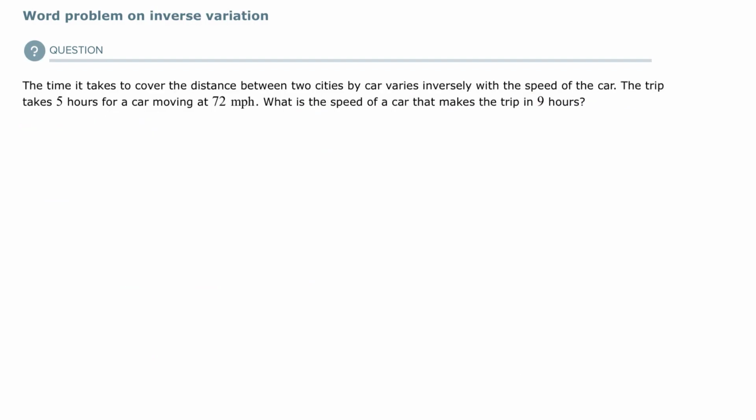Word problem on inverse variation. This is another scientific relationship. The time it takes to cover the distance between two cities by car varies inversely with the speed of the car. The trip takes 5 hours for a car moving at 72 miles per hour. What is the speed of the car that makes the trip in 9 hours? Let's go back and read this again.